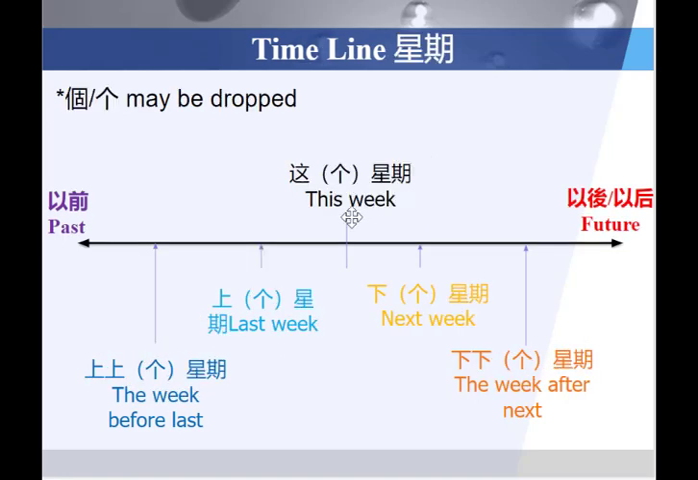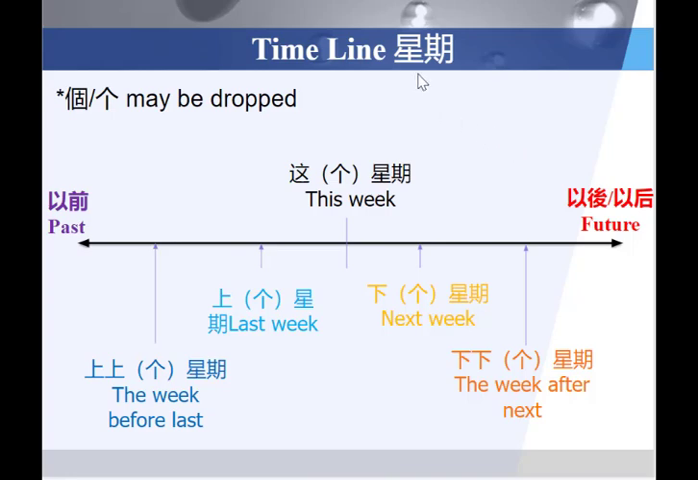Now let's look at 星期. This week is 这个星期. Next week is 下个星期. And the week after that is 下个星期. In other words, this week, next week, next week. Let's look at going towards the past. Last week is 上个星期. Last week. And the week before that is 上个星期. So in other words, you're looking at last week and last week. And you can just keep adding 上.